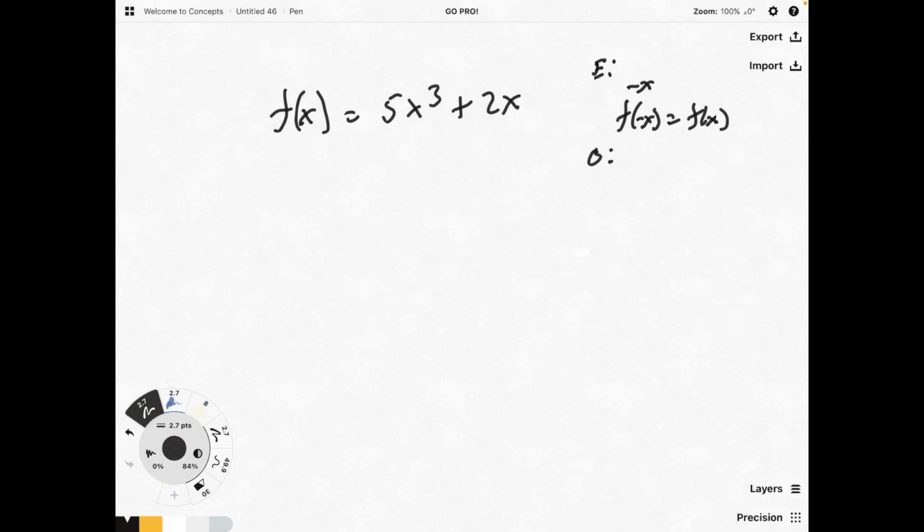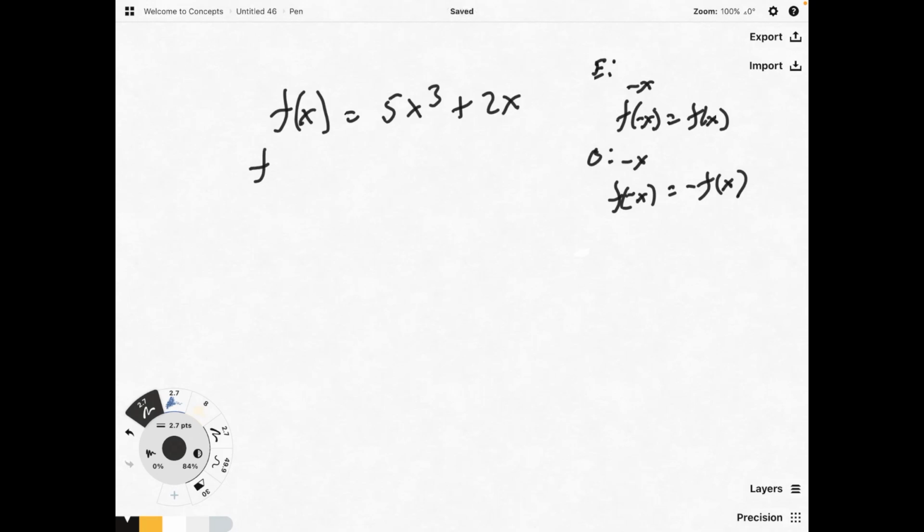We know it's an odd function if you take the negative value of x and put that into the function, and you're left with a negative function. Then we know it's odd. What we need to do then is just substitute in a negative x value into this f of x and determine what we're going to get.